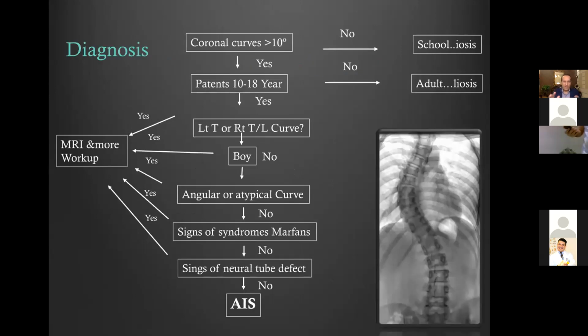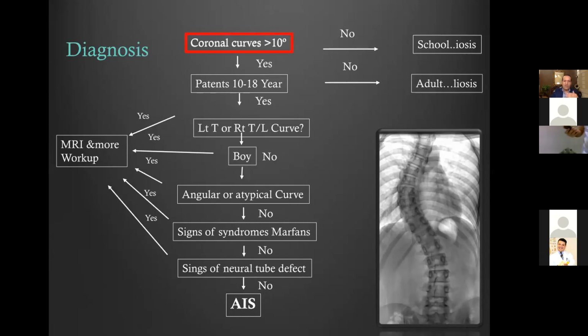If anyone sees this slide, it's a very busy table or very busy algorithm. But if we analyze it, it's very easy to understand. It just tells you how to do the diagnosis of scoliosis. The first one is, what is the Cobb angle that Dr. Mohammed already talked about.